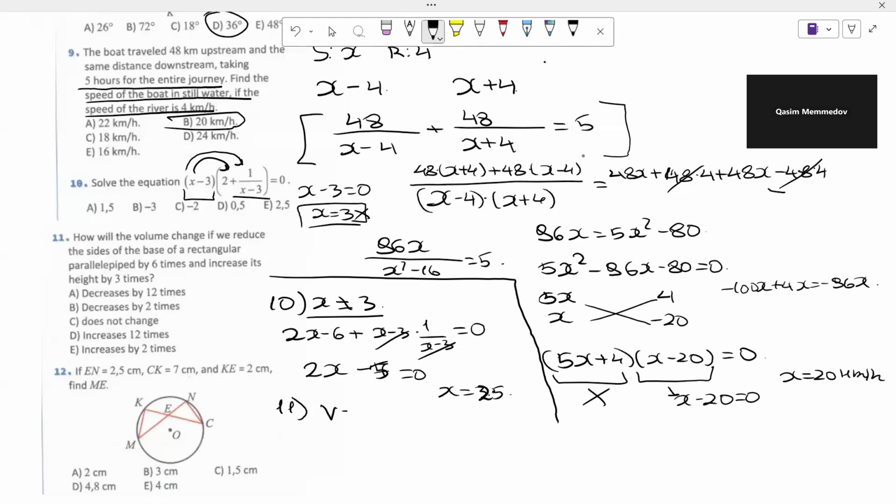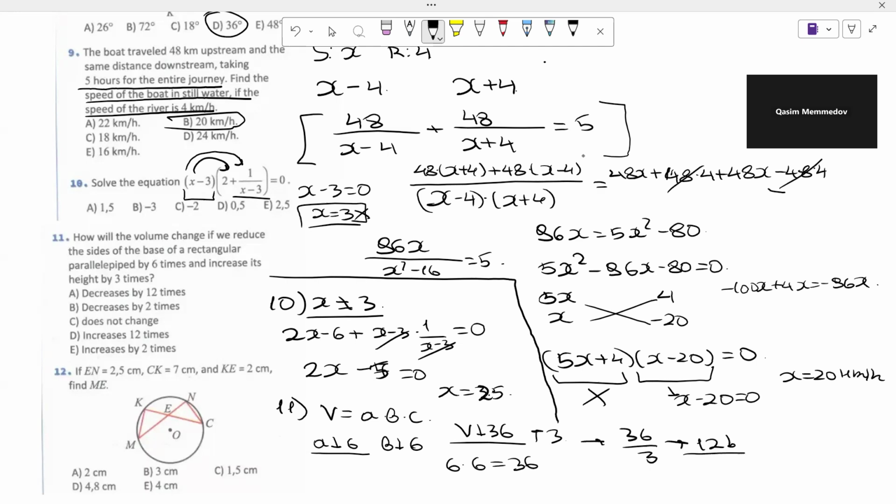Volume equals A multiplied by B multiplied by C. When A decreases by 6 times and B increases by 6 times, volume must increase by 36 times. We multiply 6 by 6 and it equals 36, and then the height decreases by 3 times. That's why we must divide 36 by 3 and it decreases 12 times. Answer is A.